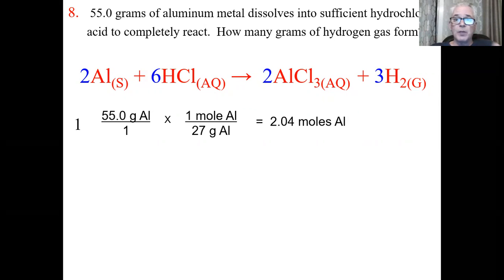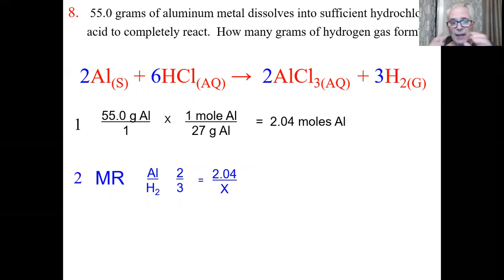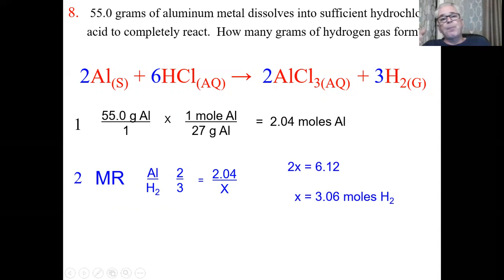This question is about aluminum and hydrogen. So we have to compare the moles of aluminum to the moles of hydrogen in the second step, which is called the mole ratio. The mole ratio we're looking at is between aluminum and hydrogen, which is, of course, in a 2:3 ratio. 2 moles of aluminum react with acid, makes aluminum chloride, and 3 moles of hydrogen come out. But we don't have 2 moles of aluminum. We have this silly number, 2.04 moles. When we crisscross multiply, we see that this much aluminum, 55 grams, which is 2.04 moles, is going to be in proportion to 3.06 moles of hydrogen.